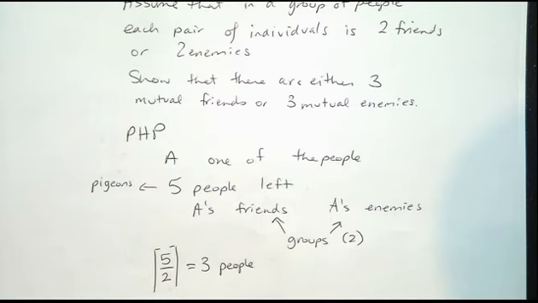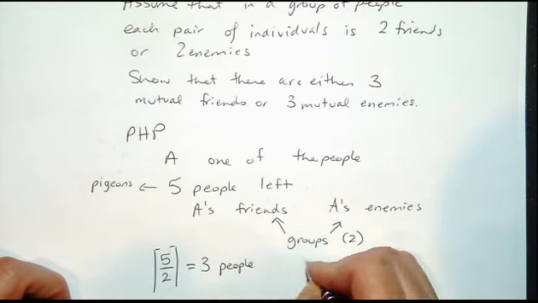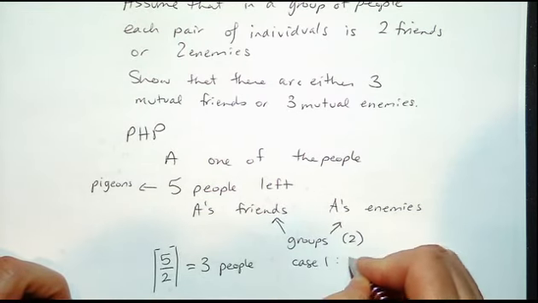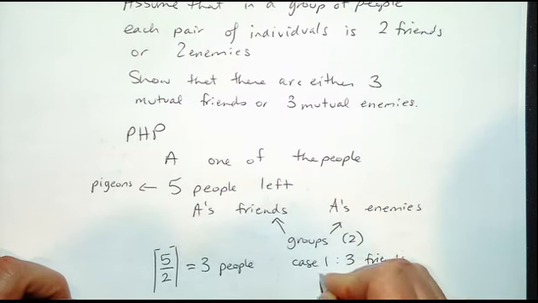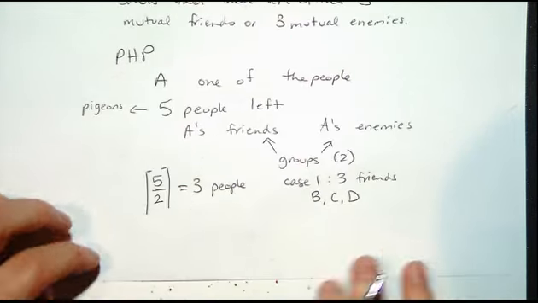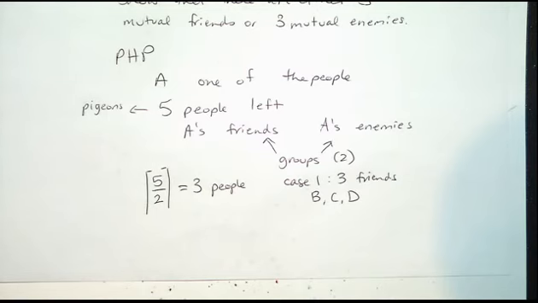Okay, so let's look at the idea where we have 3 friends. We're just going to do case 1. There's 3 friends, and let's call them B, C, and D. Now, when we say mutual friends, what does that mean? If 3 people are mutual friends, they're all friends with each other. That means all pairs are friends. So if I said A, B, C are all friends, then A is friends with B, and A is friends with C, and B is friends with C also.